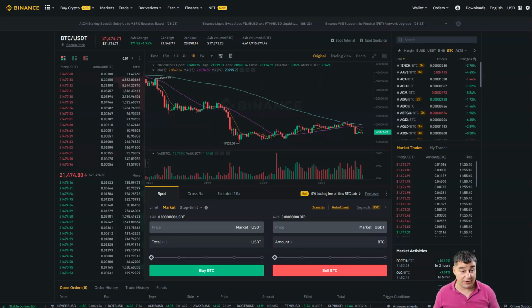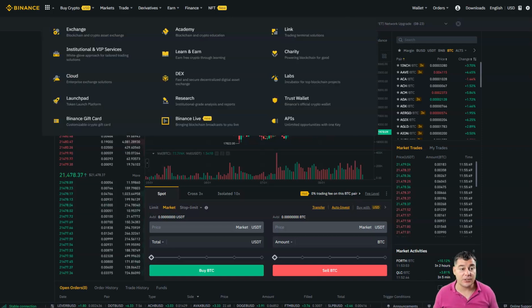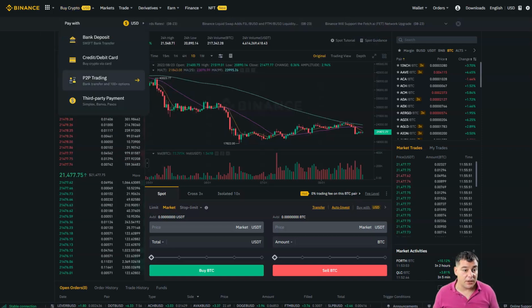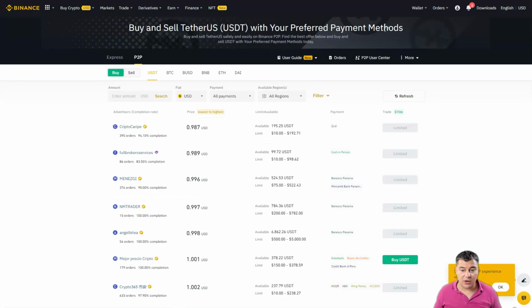You must have a verified account and connect SMS and Google authentication. Before you start trading, you need to set up payment methods. Binance P2P, here it is. Ads are sorted by price and update time. This means that the ads with the best selling price will be at the top.